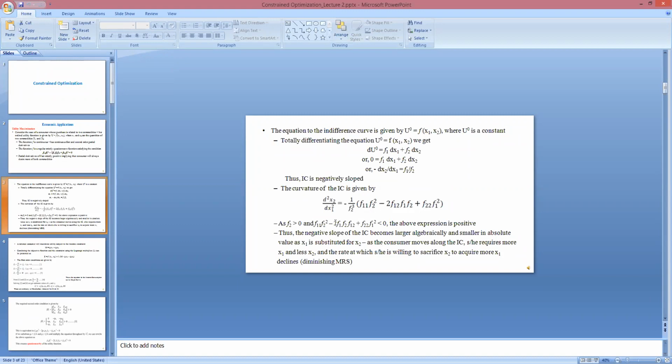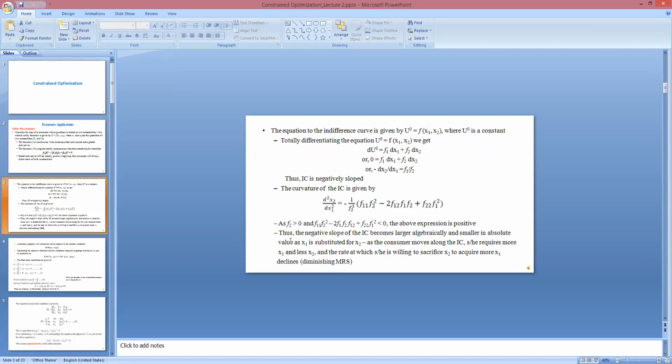as f2, which is the marginal utility of x2, is positive, and this expression is negative by the assumption of quasi-concavity. The entire thing becomes positive. Here there is a minus sign, f2 is positive, this term is negative, so this entire thing is positive, which ensures the strict convexity of the indifference curve. This has other implications too in terms of utility theory.